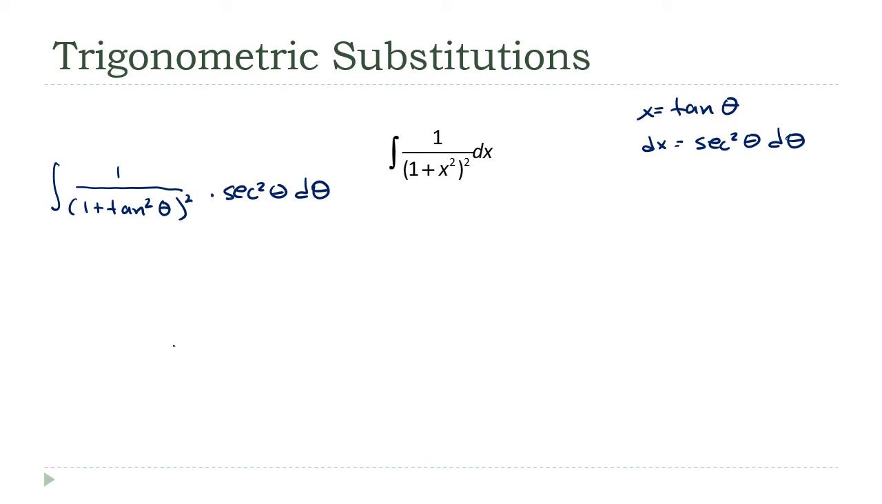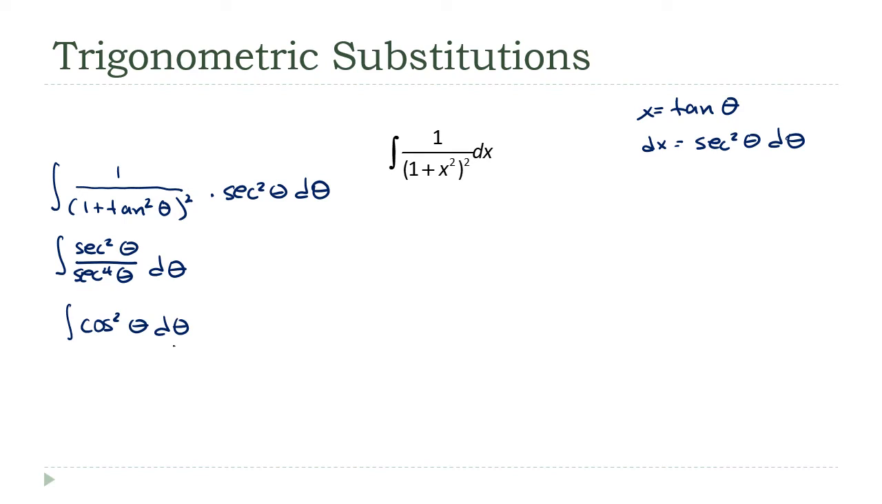Okay, so 1 plus tangent squared is secant squared. And secant squared squared, that's going to be secant to the 4th. So this is the integral of secant squared theta over secant to the 4th theta d theta. And we get some cancellation there, right? That's 1 over secant squared. But 1 over secant squared is just cosine squared. So this is the integral of cosine squared theta d theta.